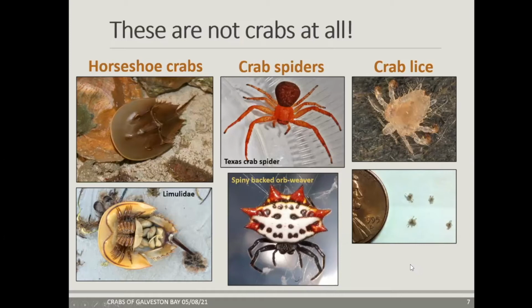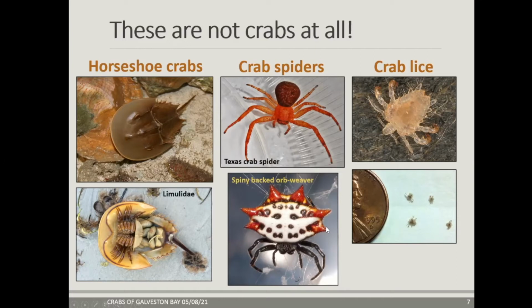So then we have groups that are called crabs that aren't crabs at all, and that includes horseshoe crabs. If you turn them over, they really don't look like crabs underneath. This is an arachnid. They're more closely related to spiders than they are to crabs. Then we have true spiders here. This was a Texas crab spider. This is a spiny-backed orb weaver.